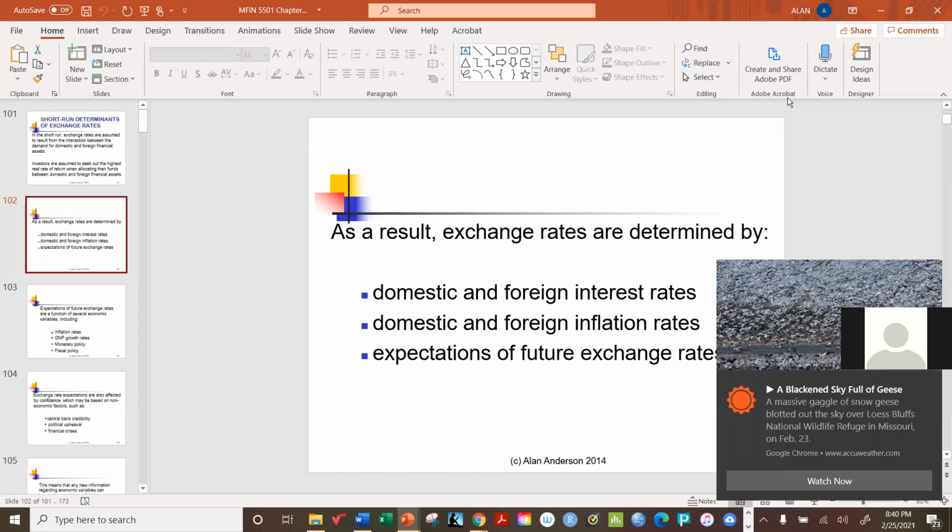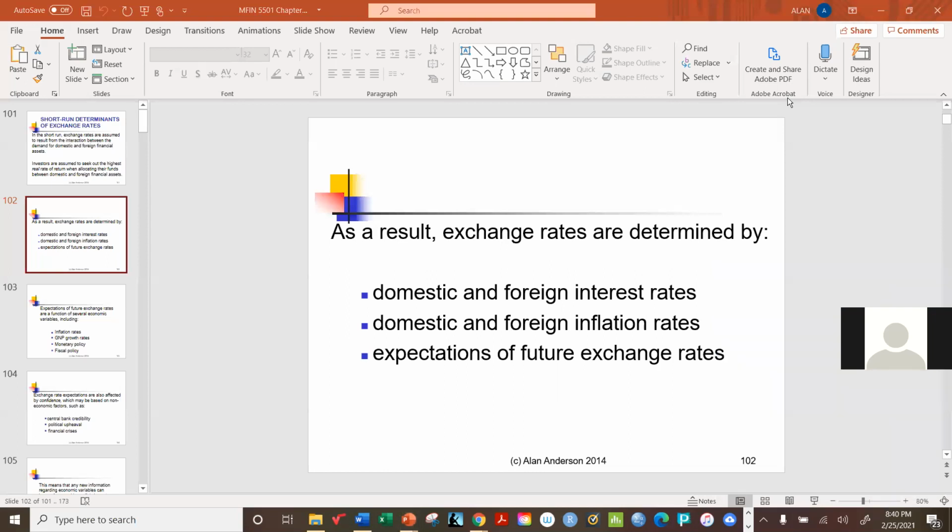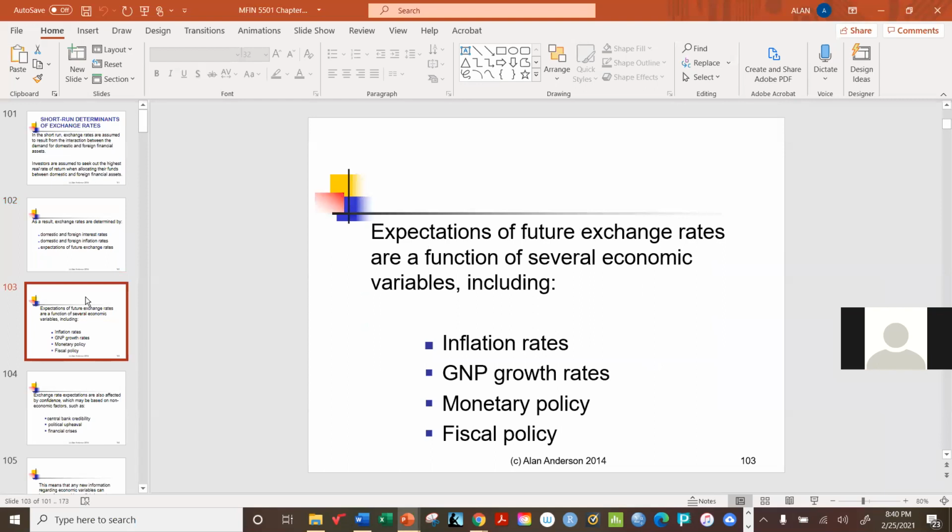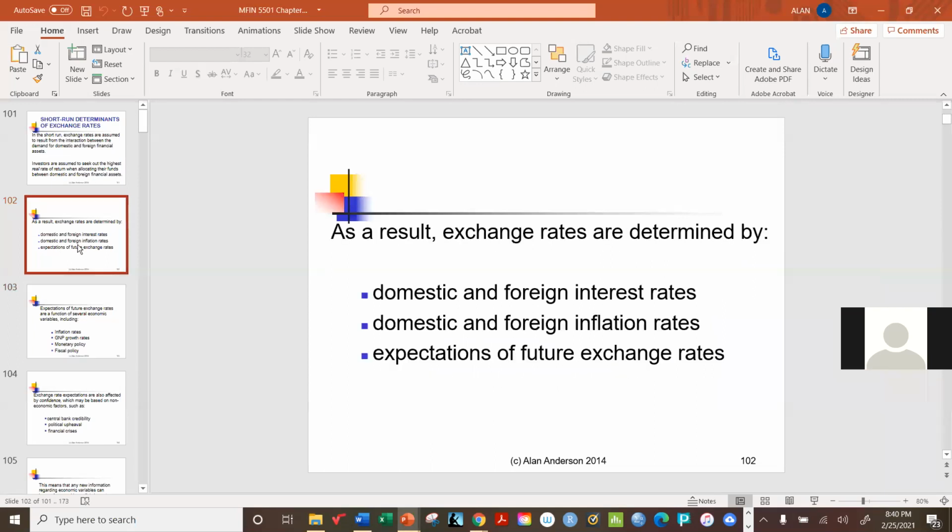All right, let's do this. All right, so what's going on with this model? Oh, and by the way, I forgot to show you this slide.